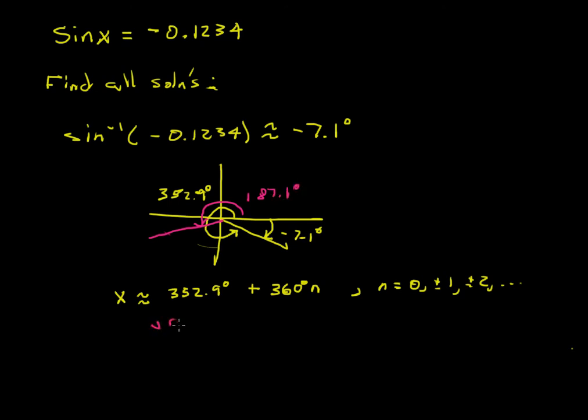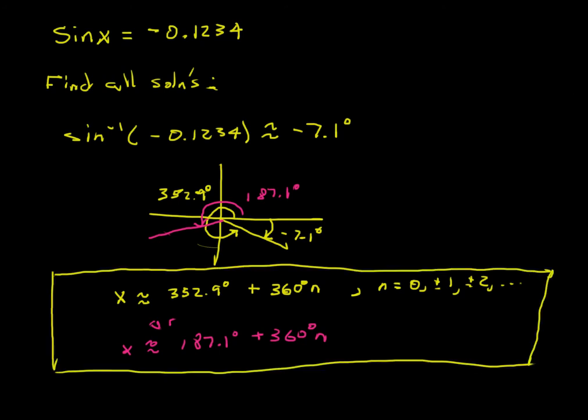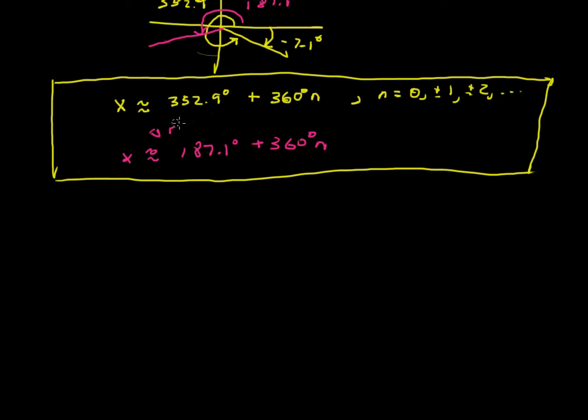So to complete our solution, we'd need to put in the other half, which would be, or x is approximately 187.1 plus 360n. Okay, so the full solution set is x is equal to 352.9 degrees plus 360 degrees times n, or x is 187.1 degrees plus 360 degrees times n.